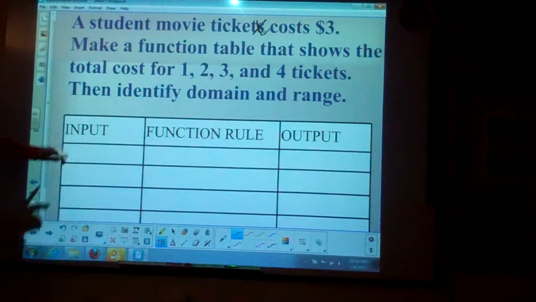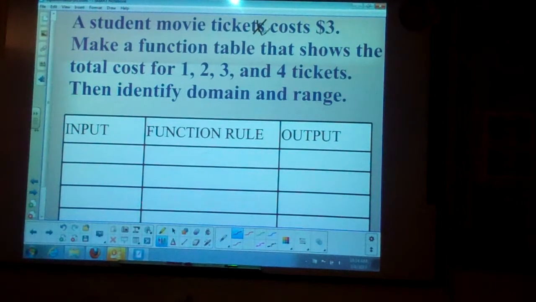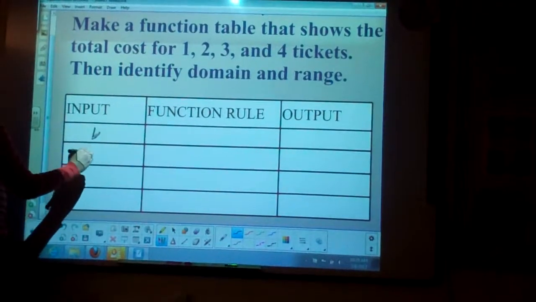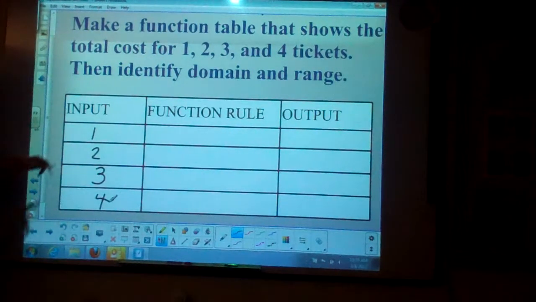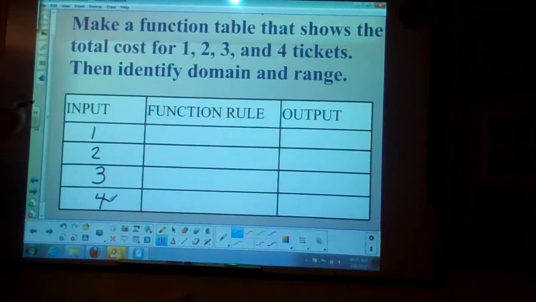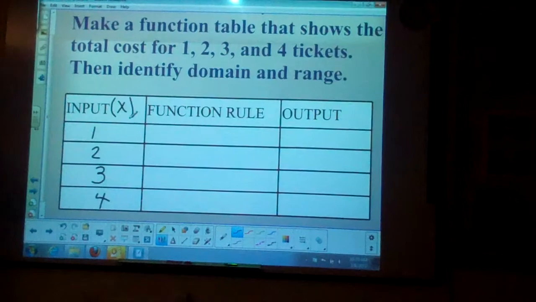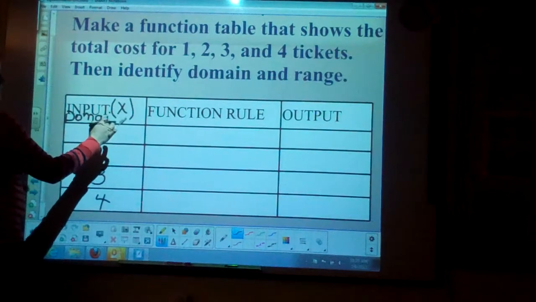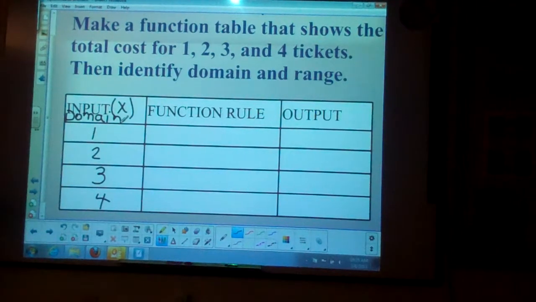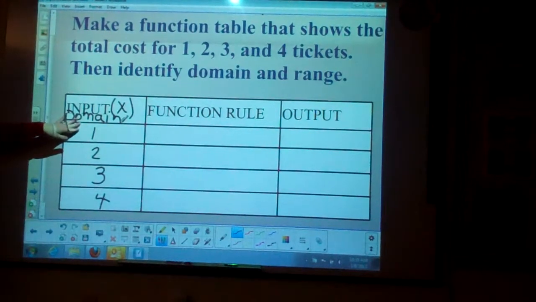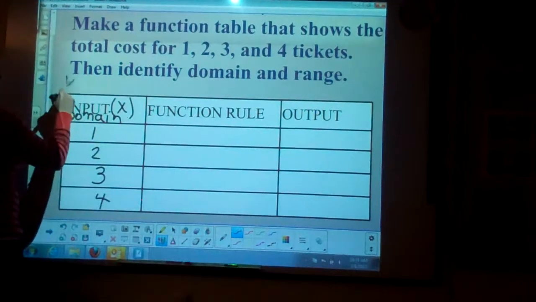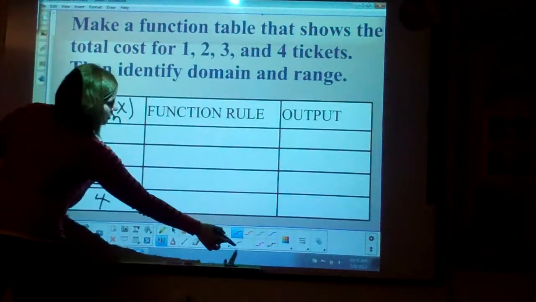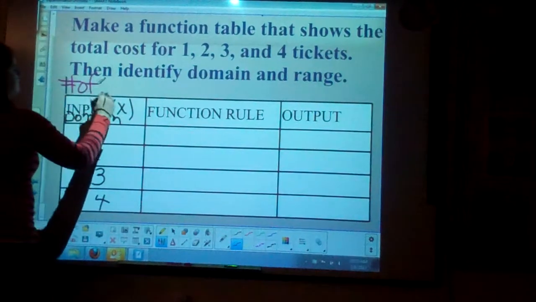So if we start with our input, what is our input? Okay, so our input is 1, 2, 3, and 4, but what does that represent? Your x coordinate, also the domain. Stone, what did you say? I said tickets. Isn't that how many tickets they're buying? Yep. So the input then is also the number of tickets.